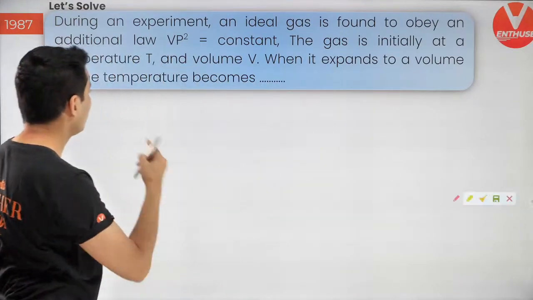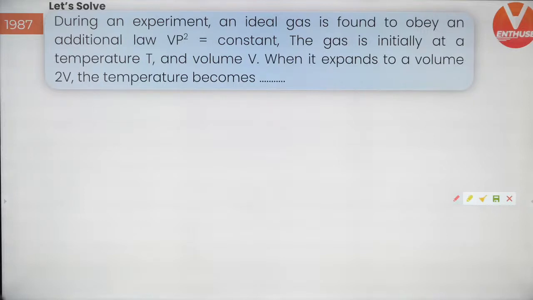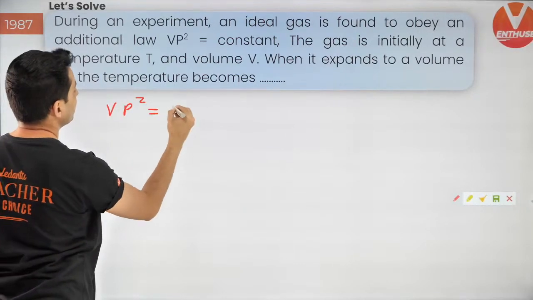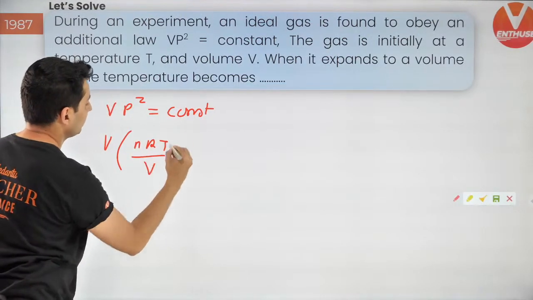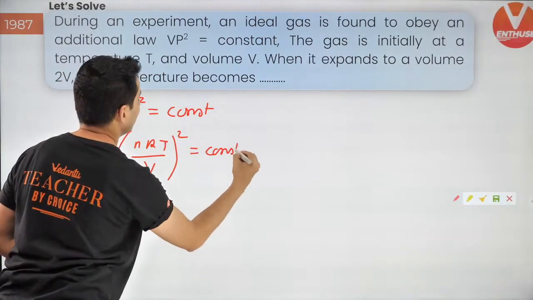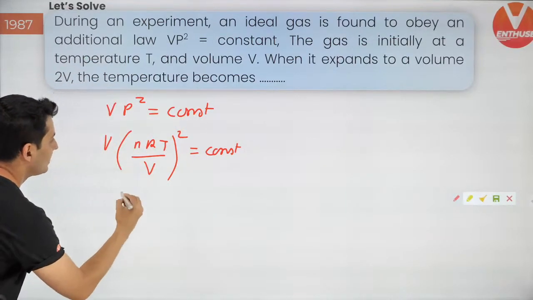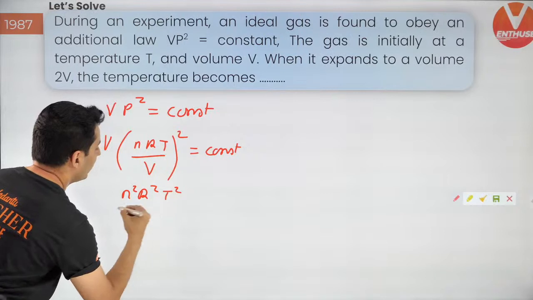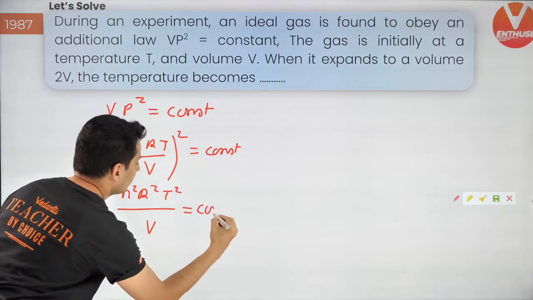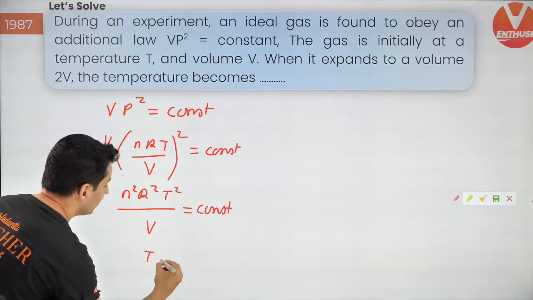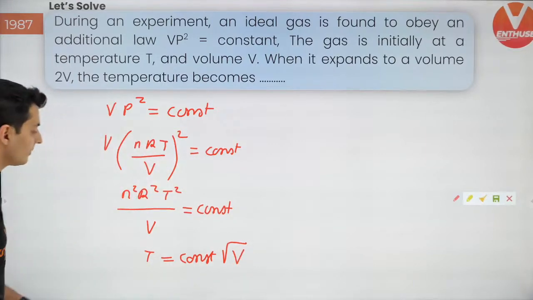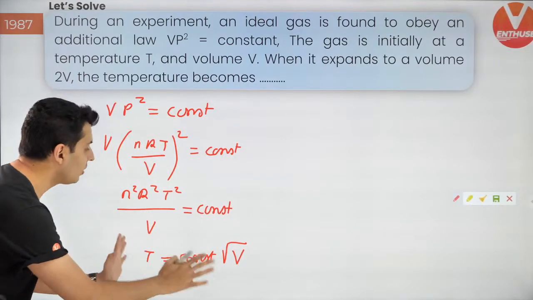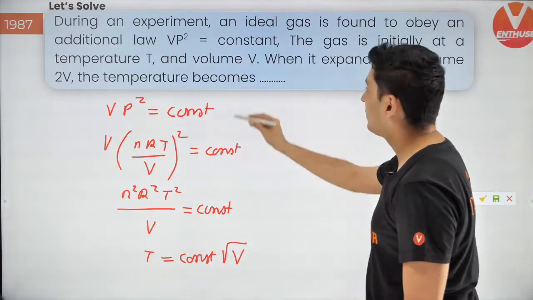Let's solve this question. What is the final answer? Waiting for your answers. V P raised to 2 is constant. Use the gas law. What is pressure? Isn't it nRT by volume? nRT by volume whole square into V is constant. Isn't that right? Now do this. You will see n squared, R squared, T squared, one volume will get cancelled, is constant. That means temperature is basically some new constant into root of V, square root, and n and R are constants. That's what I get.